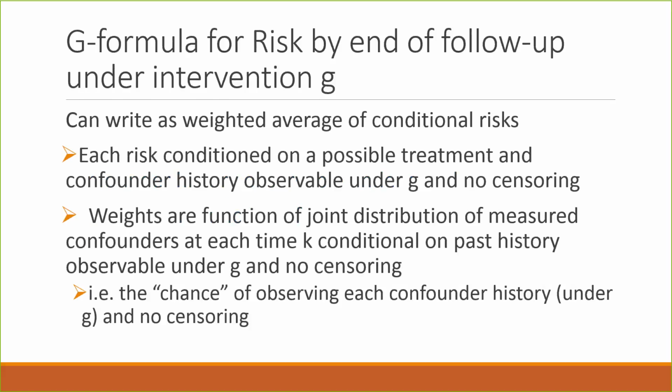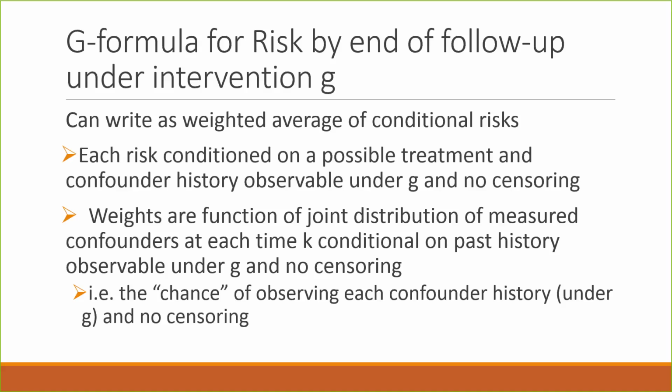So what does this function look like? Well, we can think of it as a weighted average. In our example, where we're interested in the effect on 5-year mortality risk, we can think of it as a weighted average of conditional risk, where each risk in that weighted average is conditioned on a possible treatment and confounder history that we could observe under the strategy g and also under elimination of censoring, or no censoring events.